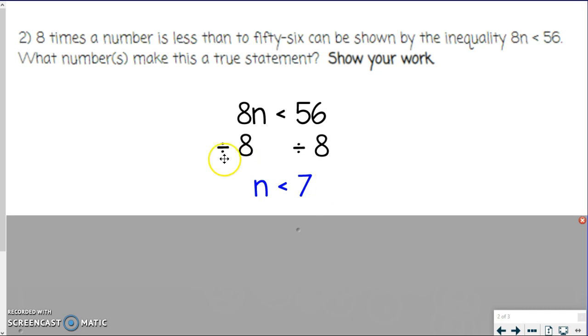So this would be our answer. We don't need to do anything else. You don't need to write anything. That would be your answer. That shows the possibilities that would make this statement true.